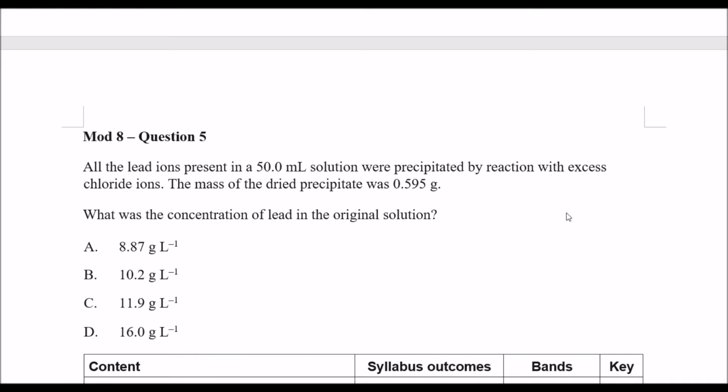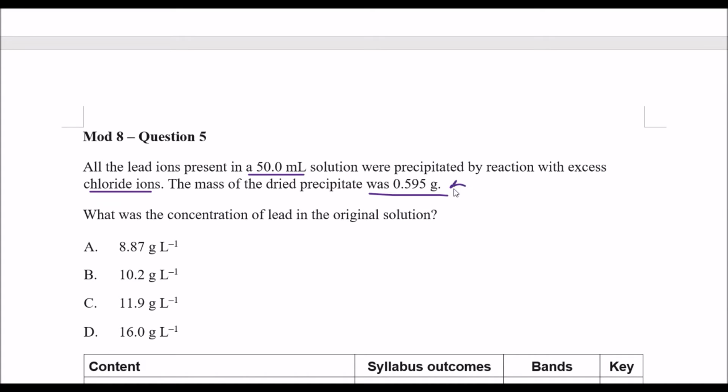All right, in question 5, it says all the lead ions present in a 50 milliliter solution were precipitated by a reaction with excess amounts of chloride ions. The mass of the dry precipitate was 0.595. What was the concentration of lead in the original solution? Okay, so let's just go through how you perform the calculation first.